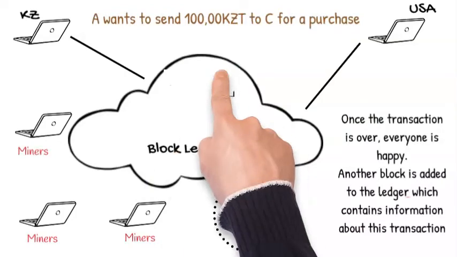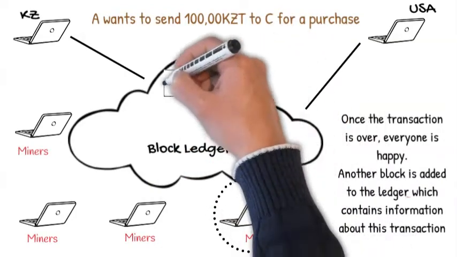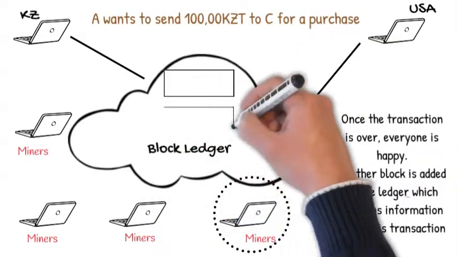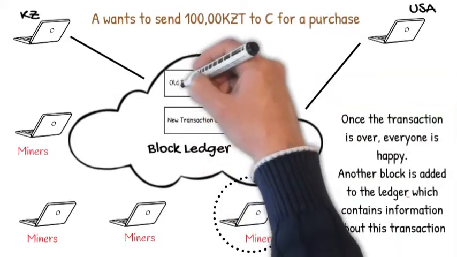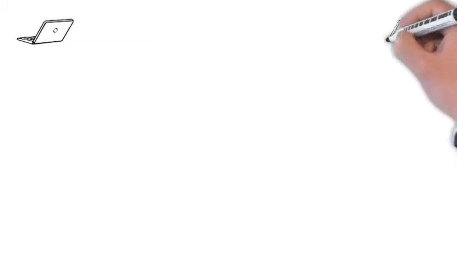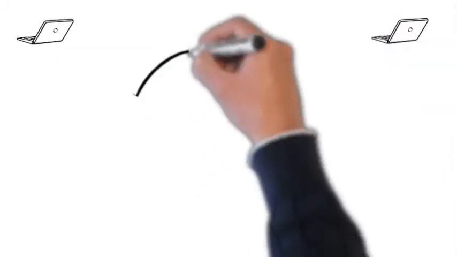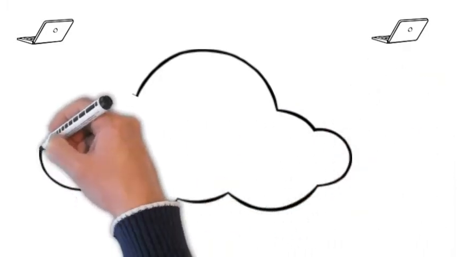So once the transaction is completed, everyone is happy, another block is added inside the middle. So now we have two blocks. Remember, each of those blocks are linked now. Each of the blocks will have ID, hash, and previous ID. So old transaction block, new transaction block.